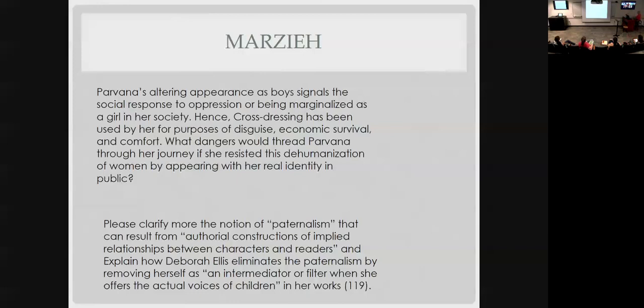And then please clarify more about the notion of paternalism that can result from authorial constructions, implied relationships between characters and readers. So how does Deborah Ellis eliminate that paternalism by removing herself as an intermediator or filter when she offers the actual voices of children in her works? I'm not positive that she does. But the author says she does, yeah. Yeah, but just because she says that.